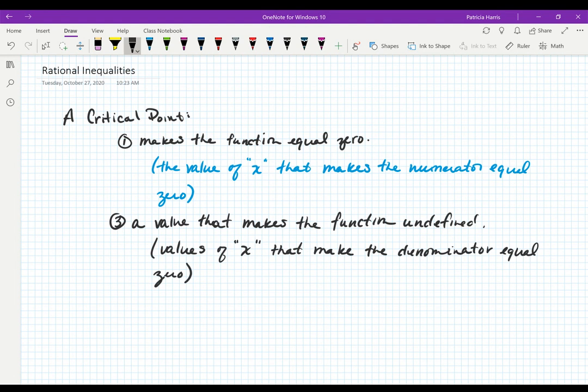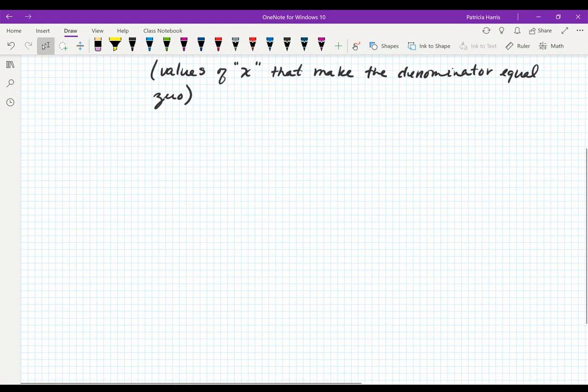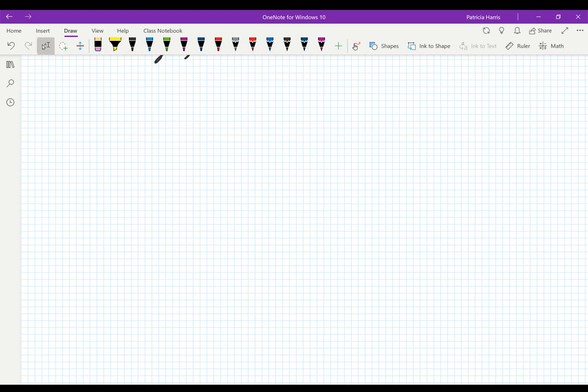Okay, so there are a couple different steps into solving these. It's not like solving just a normal inequality. So your very first step should be to find those critical points. Okay, so let's start off with a very simple one, and I'll just walk you through it.